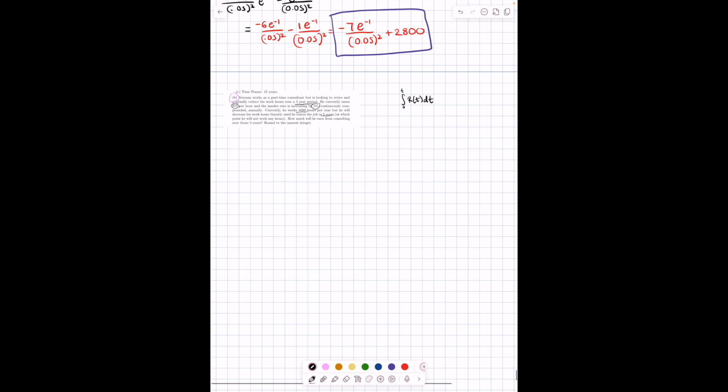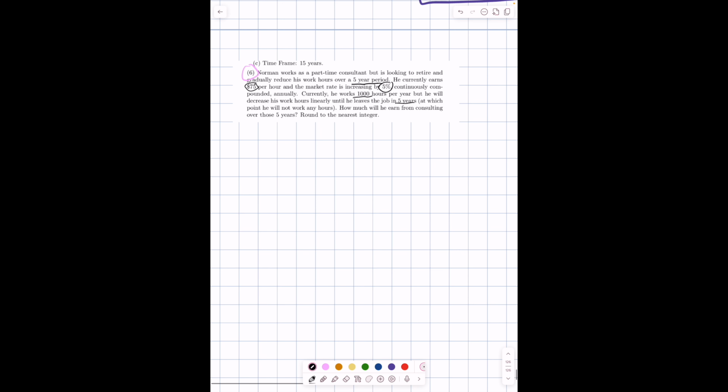They gave us two pieces of information. The first one says that Norman works 75 hours and the market is increasing by 5% continuously compounded. So continuously compounded means we are talking about e and an exponential. So we can say 75 times e to the 0.05.